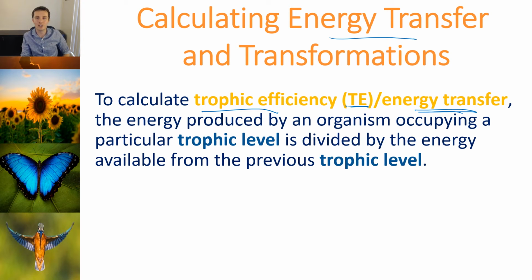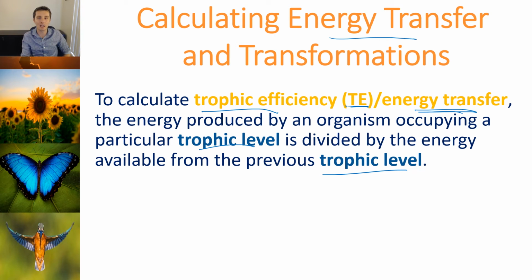So trophic efficiency, or the energy transfer, is the energy produced by an organism occupying a particular trophic level divided by the energy available from the previous trophic level. A key thing here: sunlight is not a trophic level, all right? Sunlight is not a living organism and is not a trophic level. So when you are calculating energy transfer or trophic efficiency, you are not actually calculating it from the producers. That is something completely different, which is going to be looking at gross primary productivity. So please do not calculate energy transfer for those producers.